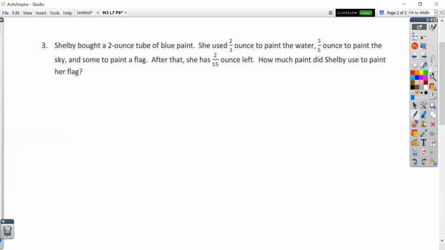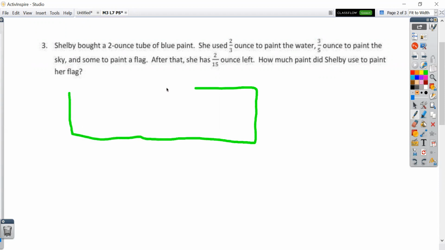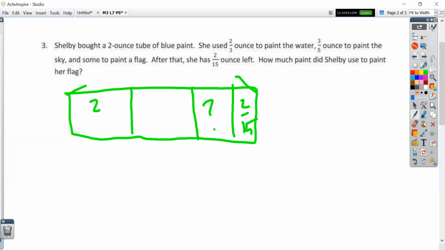Whew. Okay, these word problems are quite involved. Out of our whole, we know that there's 2/15 left over. We don't know what the flag was. 2/3 was for water, and 3/5 was for the sky. We don't really know what the whole was, so how do we do this?